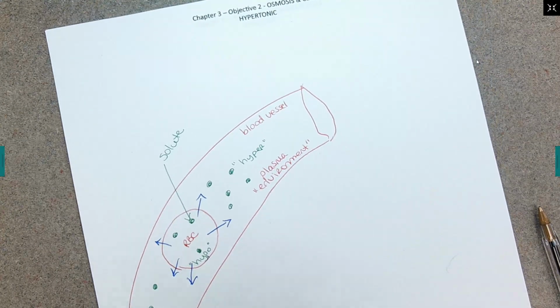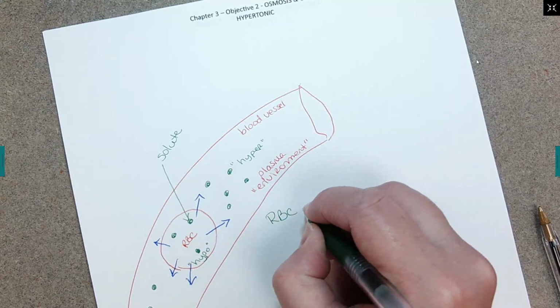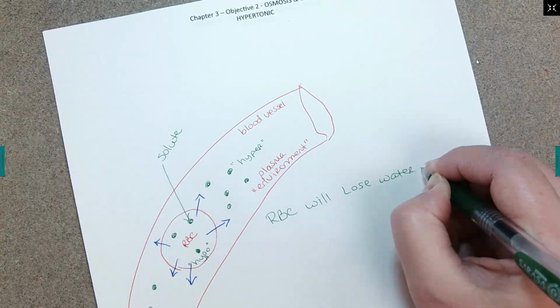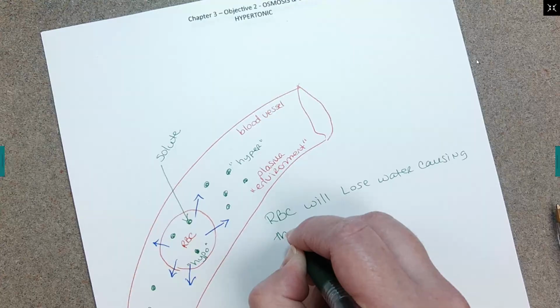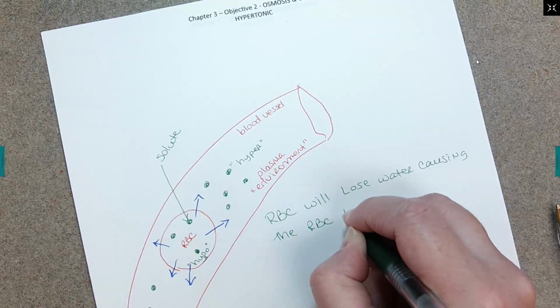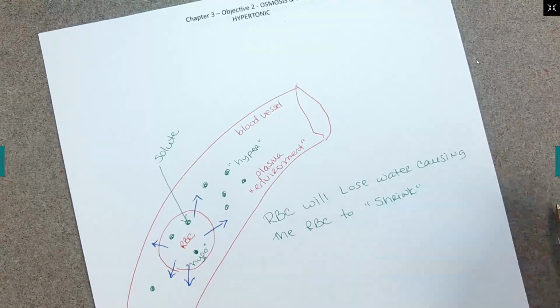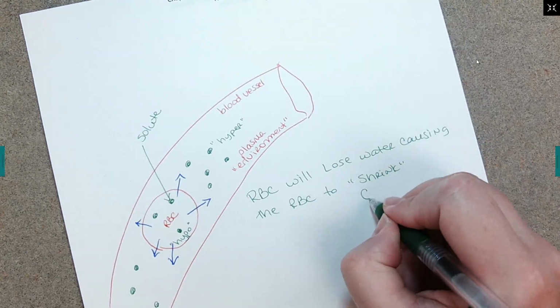What's going to happen to our red blood cell? Red blood cell will lose water, causing the red blood cell to shrink. Right? It's going to get smaller. It just lost a bunch of water. So this is called crenate.